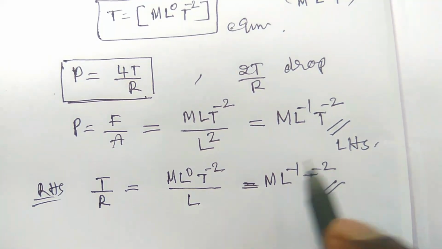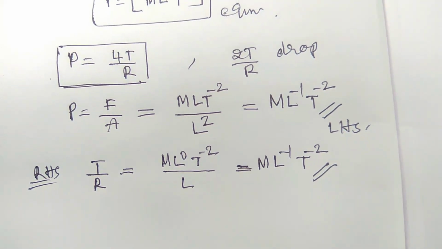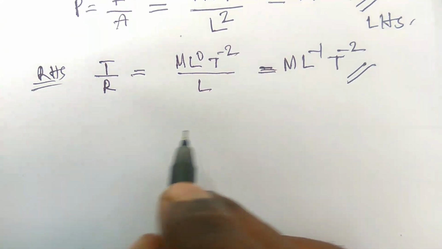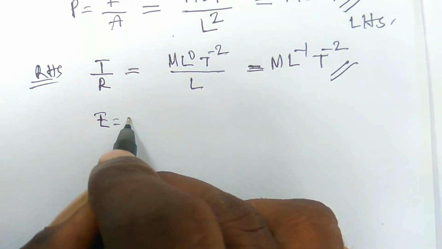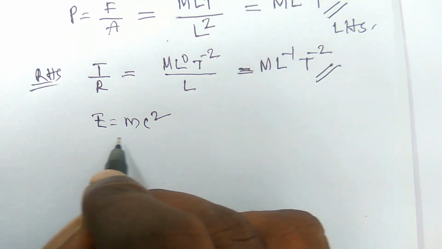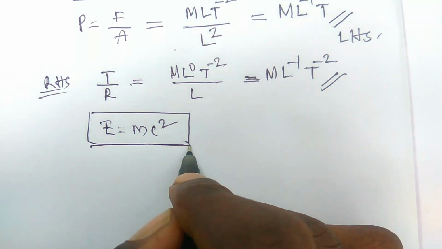So this is LHS is equal to RHS. So this is the verification of the dimensional formula for whatever formula has been given to us. Okay. And one more, you have to check the famous equation, Einstein's equation, E is equal to mc square. Whether it is right or not, you have to check, either LHS is equal to RHS or not equal.